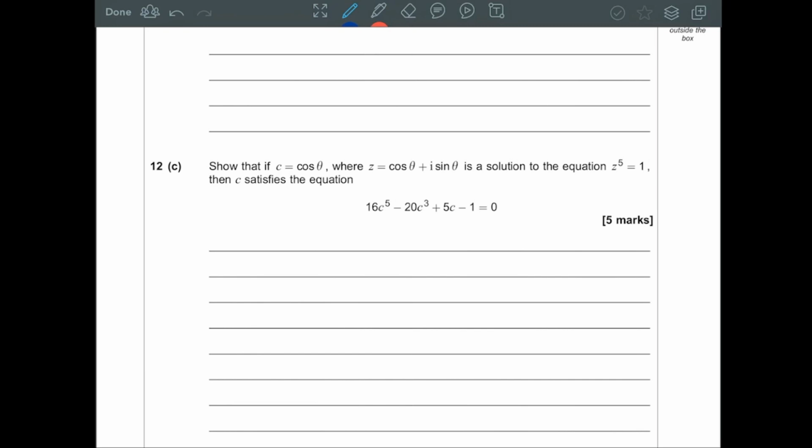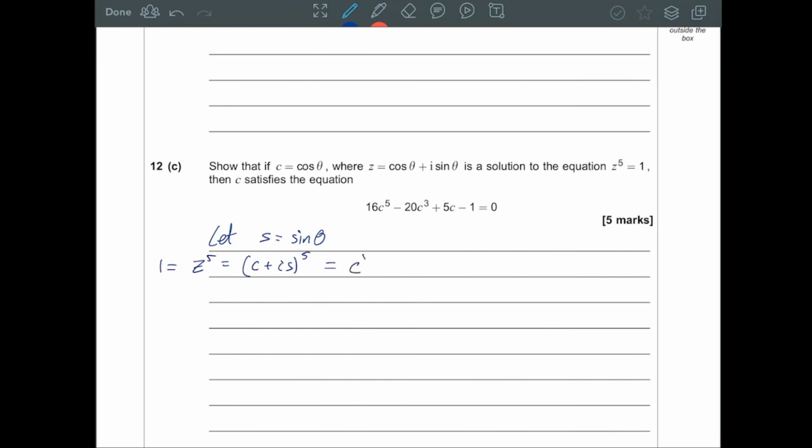Show that if C is cos theta, then there's a solution to that equation. Show that if Z is a solution to that equation, then C satisfies the equation. Okay. So this looks like I'm looking at real and imaginary parts. So I'm also going to let S be sine theta. So then C plus iS, or Z to the 5, (C plus iS) to the 5 equals, and I'm just going to expand this out and see what happens.